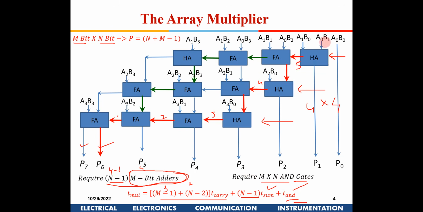Okay, so once A0 B0 gets generated, all of the other things also get generated. So in the critical path there is only one AND gate delay. Okay, so that one AND gate delay. So this is the total delay.